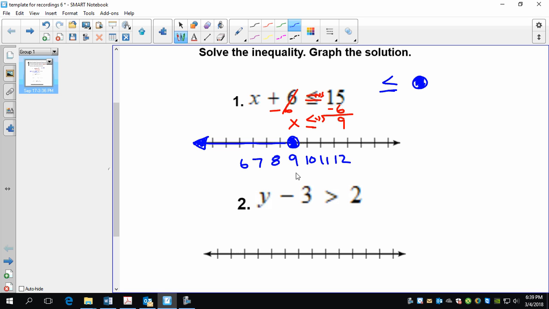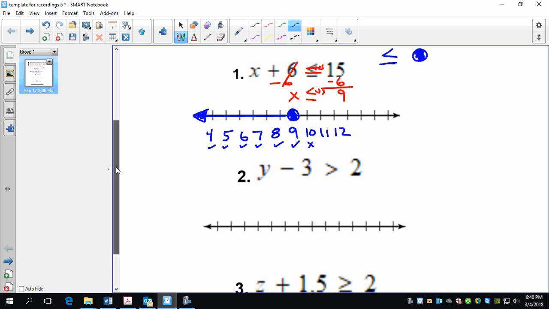And all that means is 9 is a possible answer. Is 8 less than 9? Yes. 7 less than 9, yes. 6 less than 9. And again, you could go 5, 4, and so on down the line. All of those work. 10 would not be less than 9, so you know 10 does not work. So we want a shaded in circle at 9, and we want our arrow going to the left. X is less than or equal to 9.